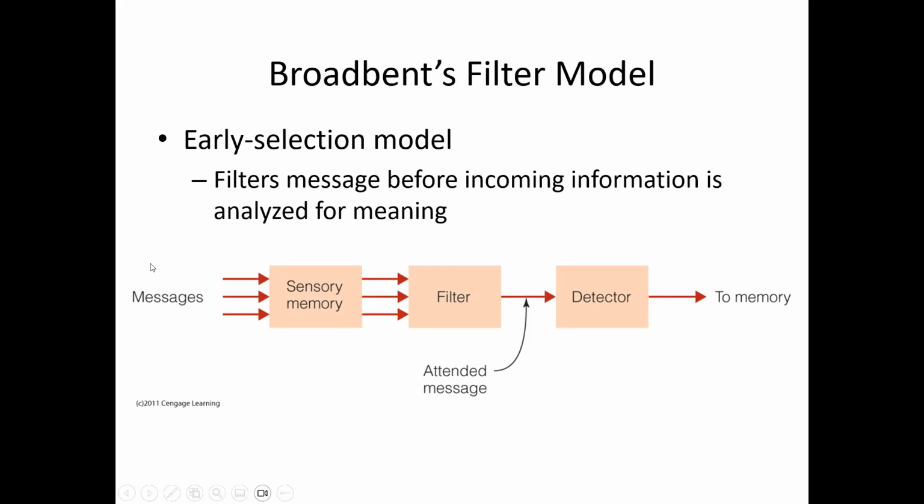So start with the messages coming into us, and then we go into sensory memory, which holds all of that incoming information for a fraction of a second, and then it transfers all that information to the next stage, which is the filter stage. The filter identifies the attended message based on physical characteristics, and only the attended message is passed on to the next stage. Then that attended message moves on to the detector.